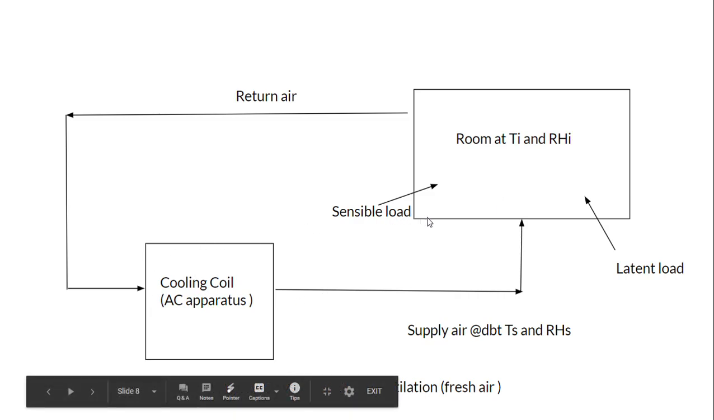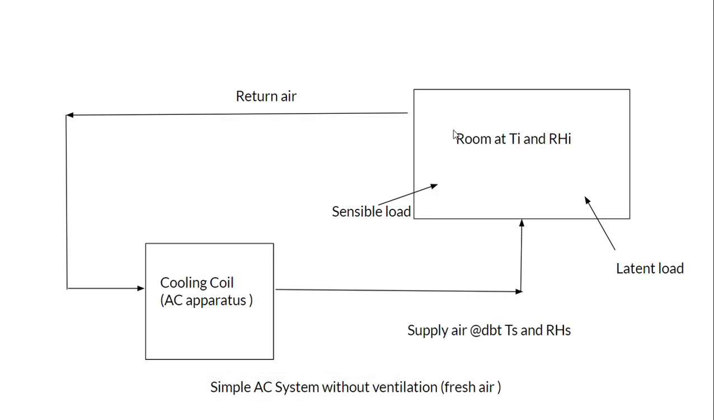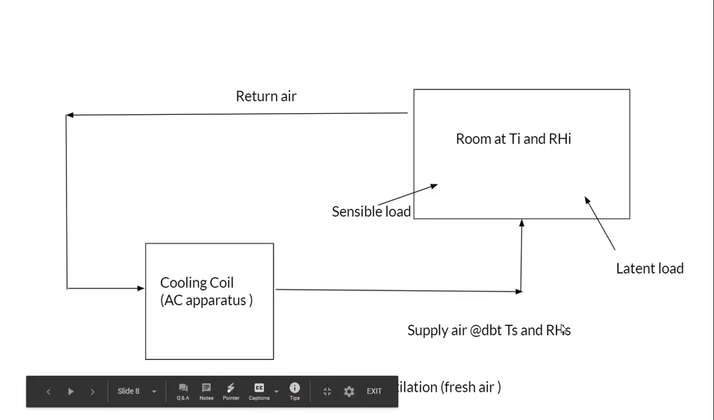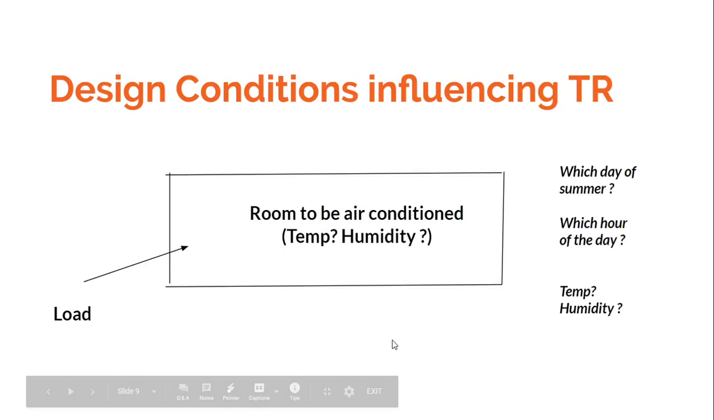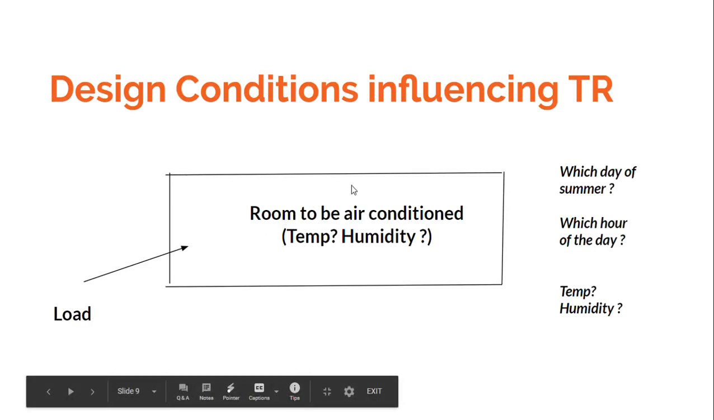So in this lecture we would see what values we take for the inside design conditions and what values we take for the outside design conditions. Similarly, we would also see how to do the load calculations, how to calculate the sensible load and the latent load in brief. We said that the inside design conditions, the outside design conditions and the load will ultimately influence the capacity, the tonnage of the AC system.